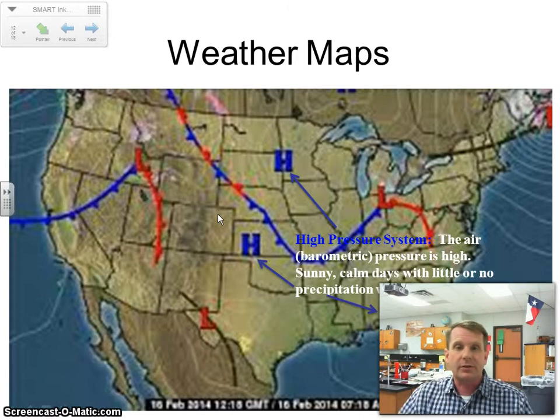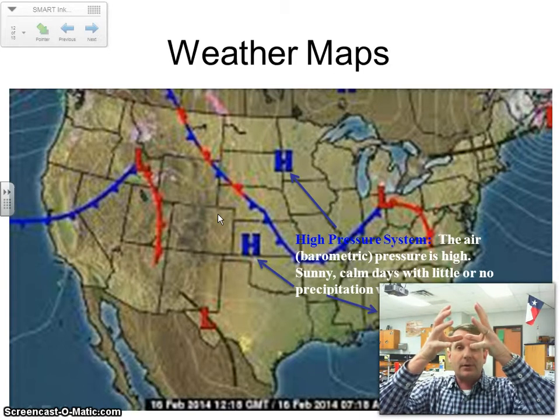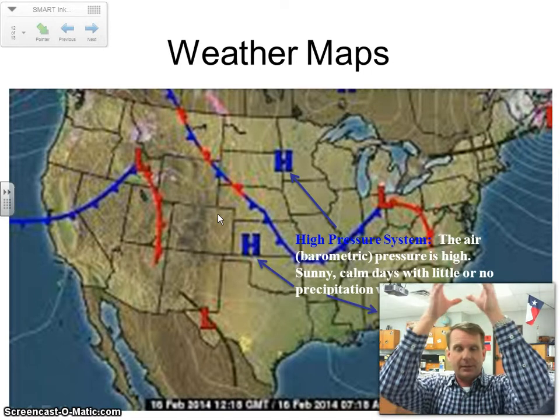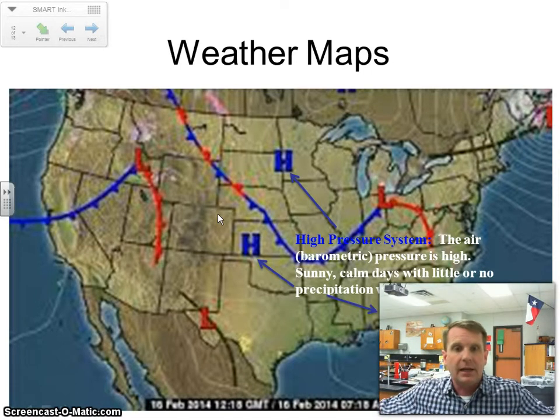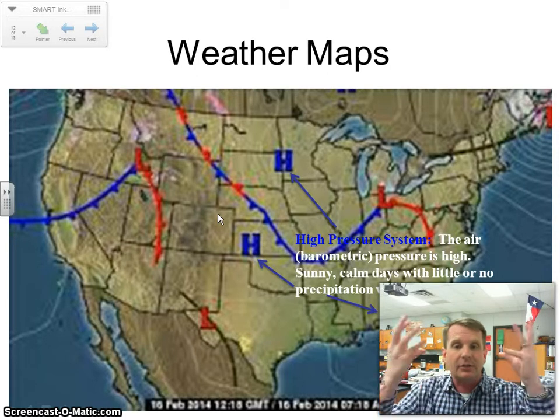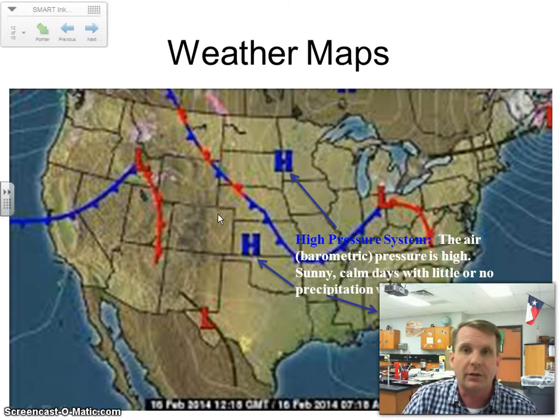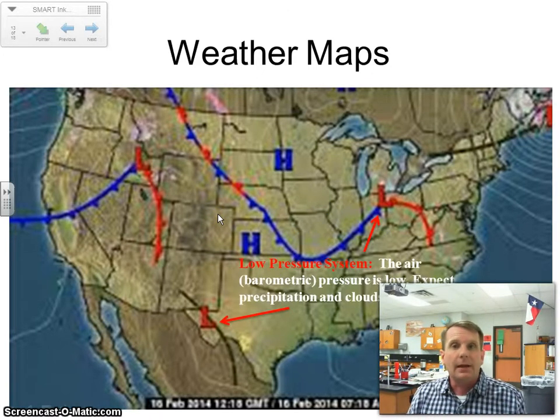The reason for this is the air pressure is high, and the surrounding air pressure is lower, and so the air wants to come down out of the atmosphere, down and out. It actually does not allow clouds to form, because to form clouds we need air rising up. And so you're going to have pretty sunny days around a high pressure system with very little precipitation, if any.